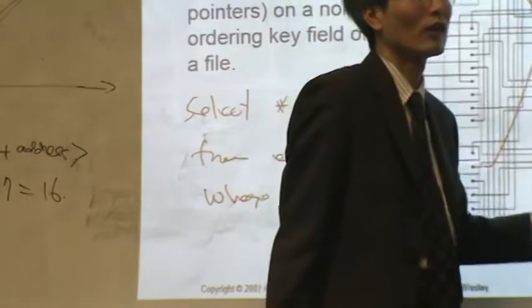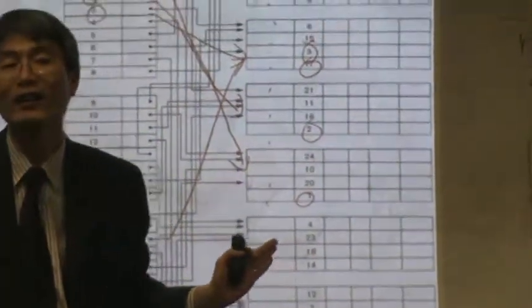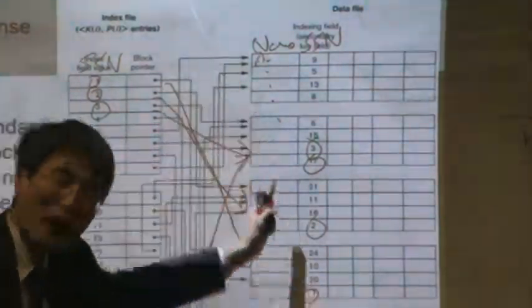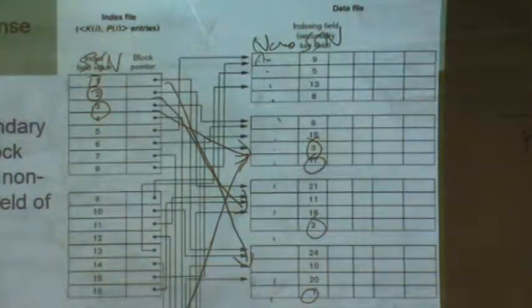You can do the linear search, but this time it's not n over 2. Why? Because it's not sorted. You need to access anywhere, all the blocks. So n blocks, right? That is the linear search.